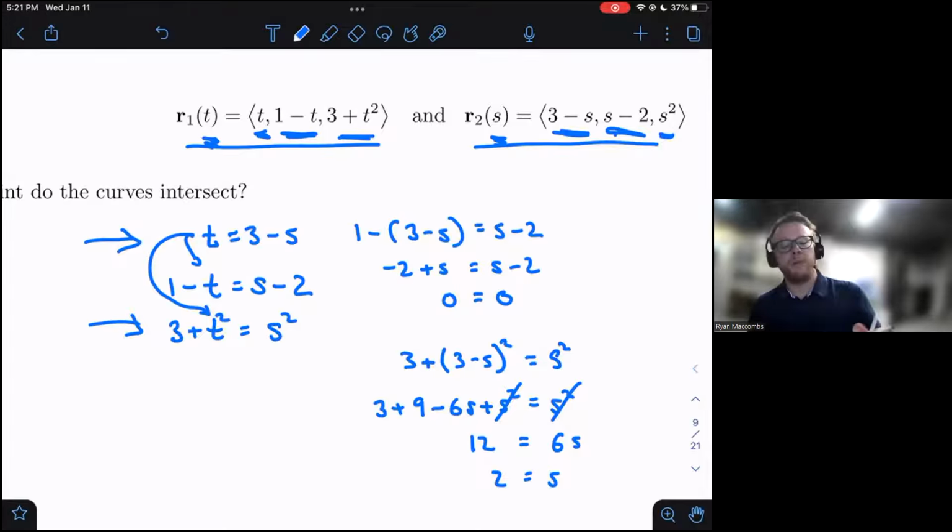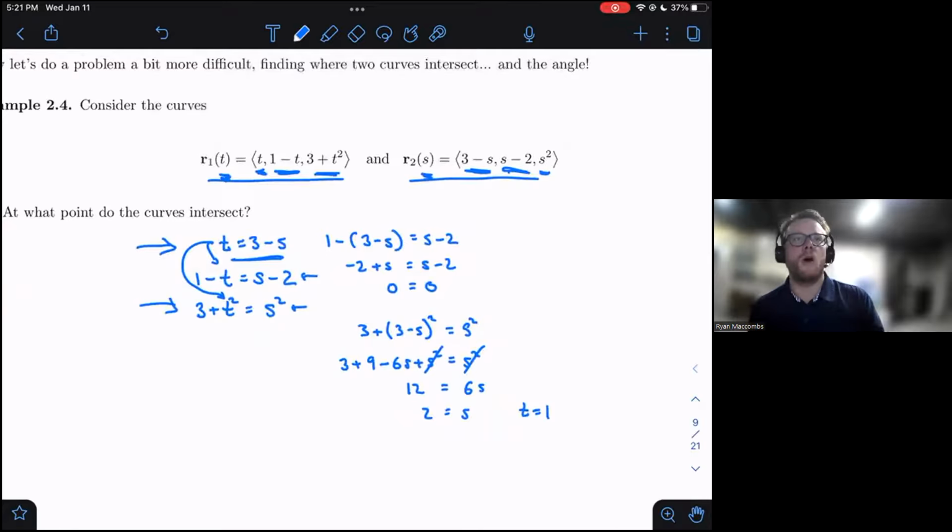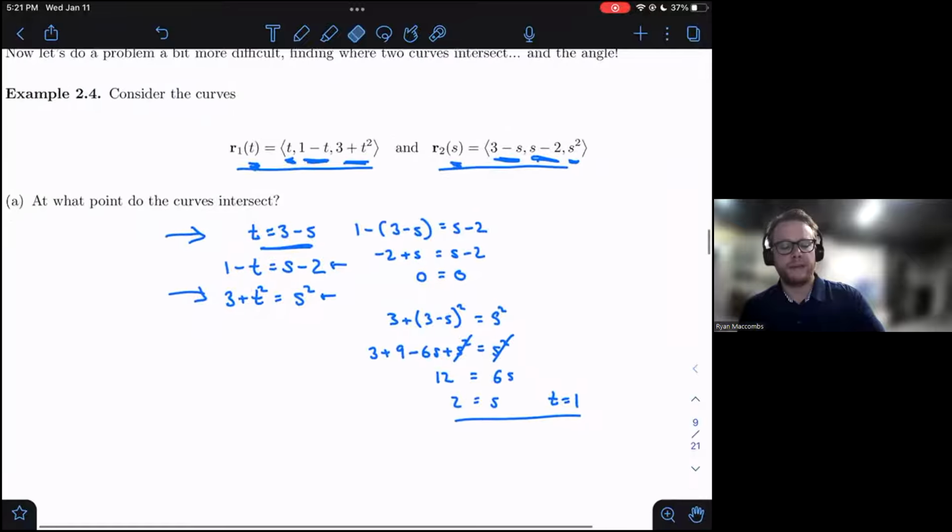With that, we can now plug it back into really any of these equations, and all of them will tell us that t is going to be equal to 1. That's the only one that has them all in common here. And with this, we found the good times. So when s equals 2 and t equals 1, supposedly these curves intersect. But we do have to be careful because we have these 3 equations and yet only 2 unknowns. We do have to verify that all 3 of these equations are satisfied at these 2 values.